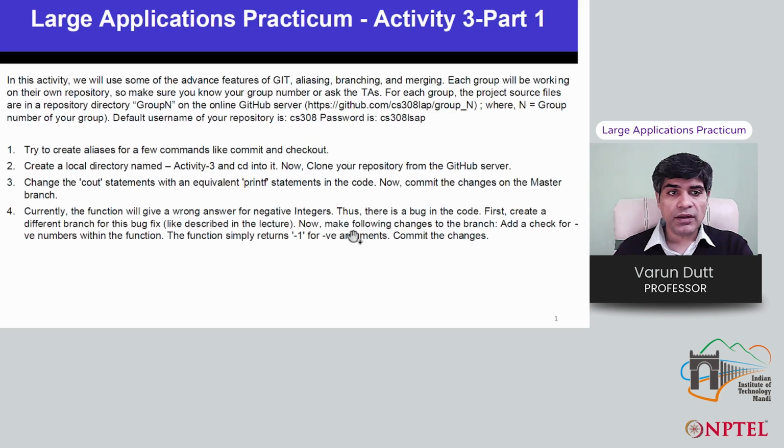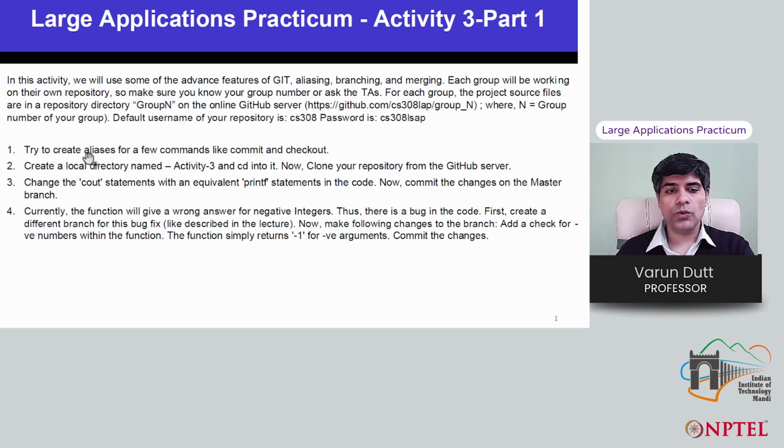The activity right now in this lecture is to use some of these concepts and try them out, like aliasing, branching, and merging. We already have the repository which I introduced in the last few lectures, which is available on the GitHub page for your particular group, or some repository you can create, where N stands for the group number. For example, for the first group, it will be group_1. The repository username and password are also given to you.